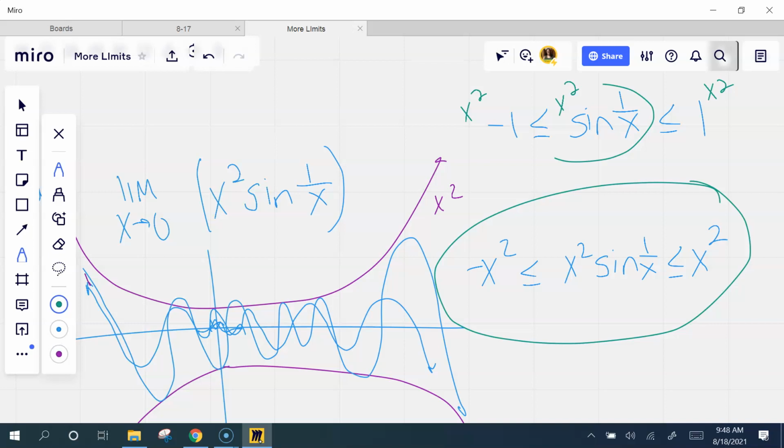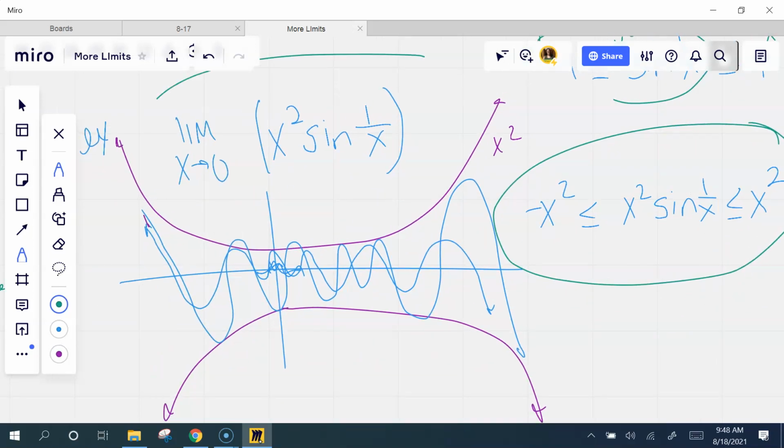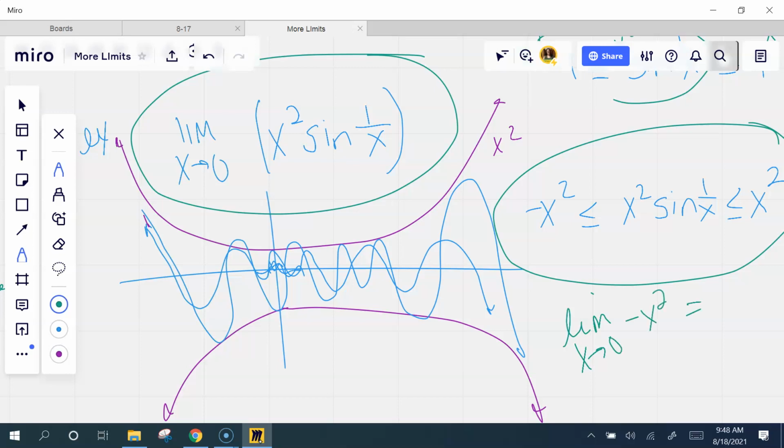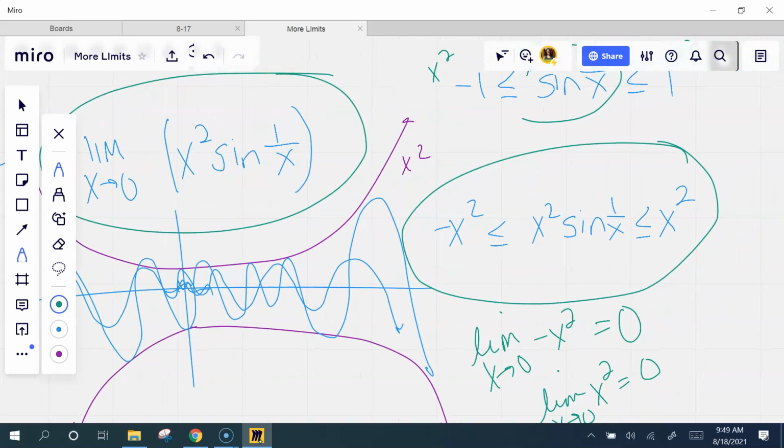Look at what I was initially asked. What's the limit as x approaches 0 of this nasty function? Well, what's the limit as x approaches 0 of negative x squared? What's the limit as x approaches 0 of positive x squared? Therefore, by the sandwich theorem, this limit equals 0 also, because it sits between them.